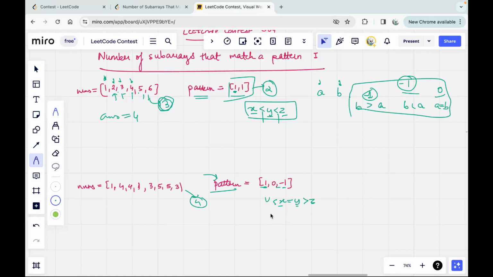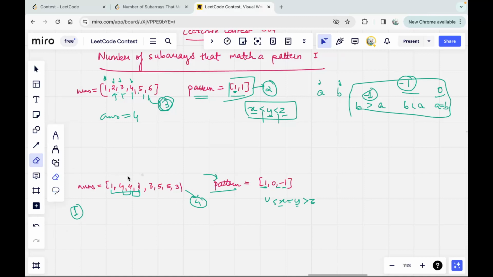Okay, and we have to count how many subarrays satisfy this pattern, right? So let's see in nums. So the very first subarray is this 1, 4, 4, 1. So for this, does this hold true? So this is v, x, y, z. So I can see that v is less than x, definitely. These two are equal, definitely. And this is greater than 1, definitely. So there is one subarray that I have gotten up till this point, which follows this pattern.